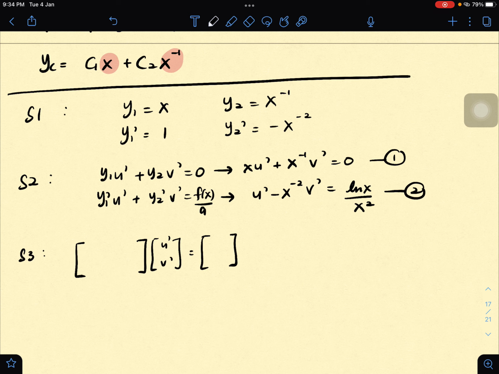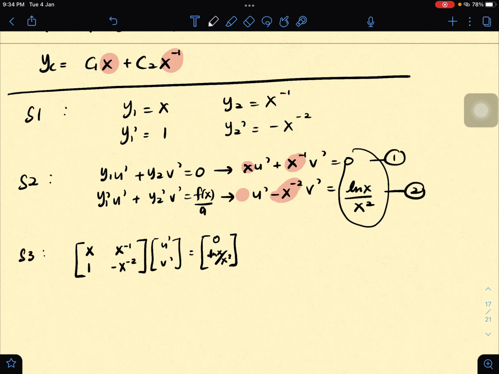So the first coefficient is x, the second one is x^-1, the third one is 1, and the fourth one is -x^-2. So we just need to write it up: x, 1, x^-1, -x^-2, and your answer is equal to 0 and ln x divided by x squared.